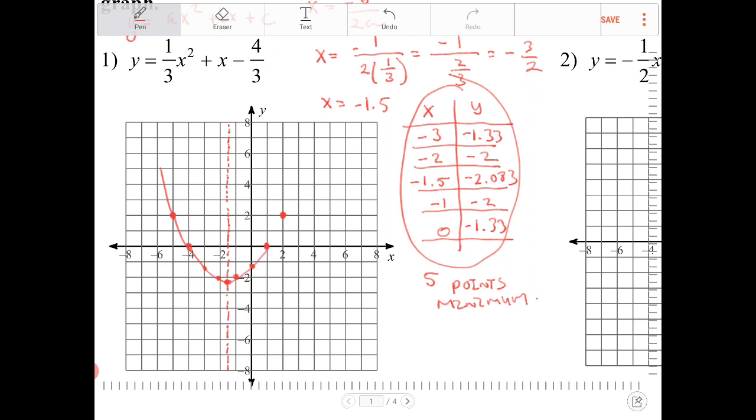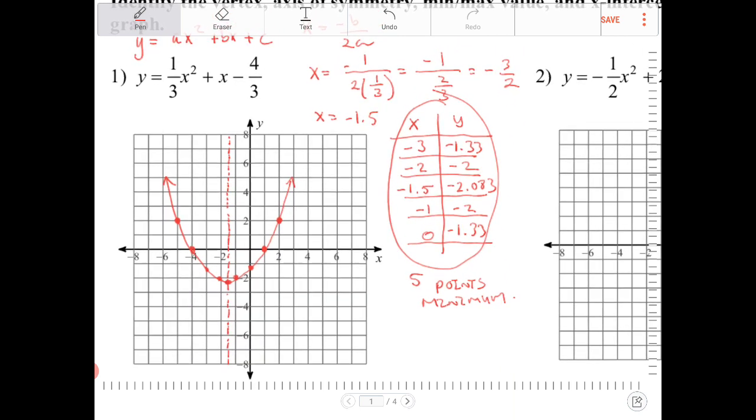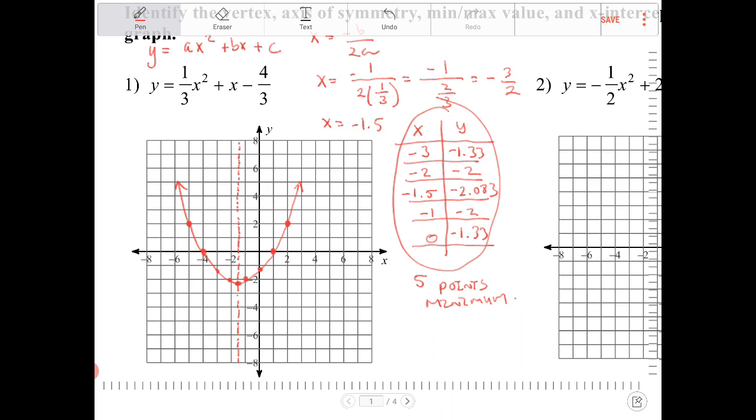Right? That's the shape of the parabola. Okay, and so right now, this point right here is known as the vertex. And this is going to be a, well, is it a max or is it a min, guys? This being the lowest point on the graph, this is actually a min. And the min is located at -1.5, -2.0833.